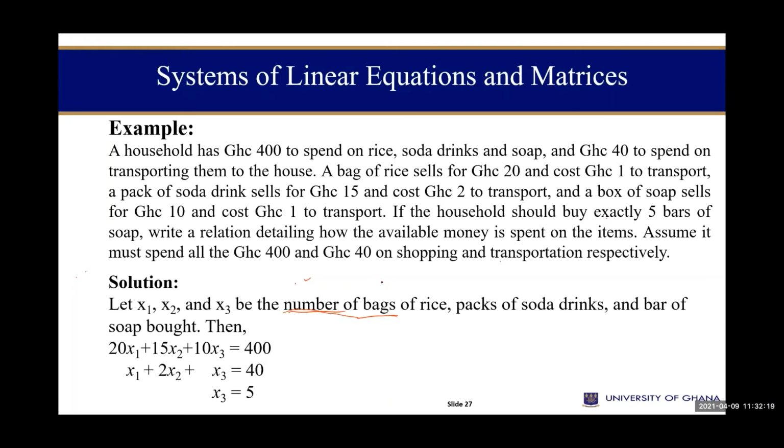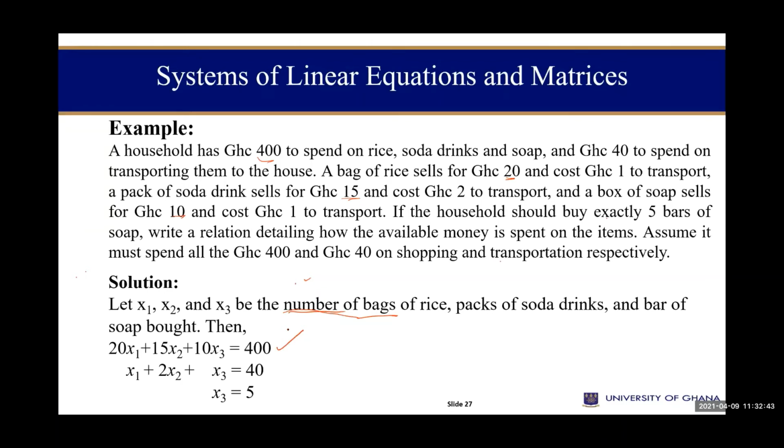We know that a unit cost of a bag of rice will be sold for what? 20. So it means that then 15 for what? Soda. And 10 for what? And we have 400 to spend. So I have 20x1 plus 15x2 plus 10x3 equals 400.